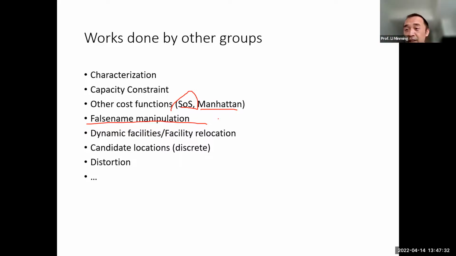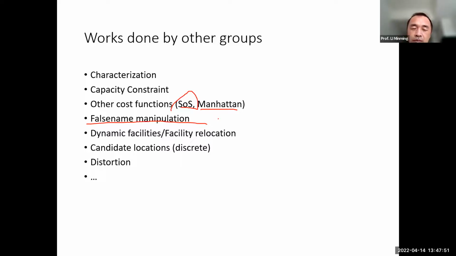And then there are also studies about the so-called candidate locations. Earlier, what we talked about, we allow the facilities to be anywhere. And now you can also say, these facilities can only be placed in some locations. These locations I give you as input. And then people can also do that.